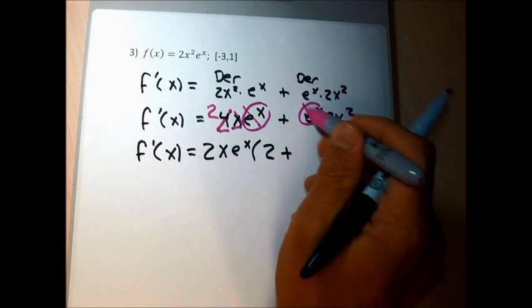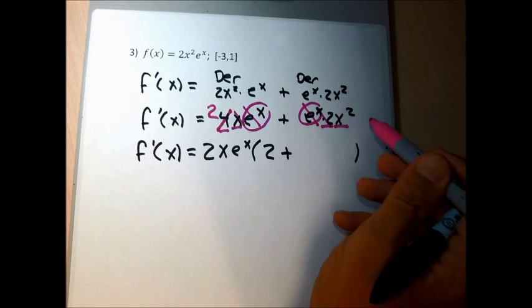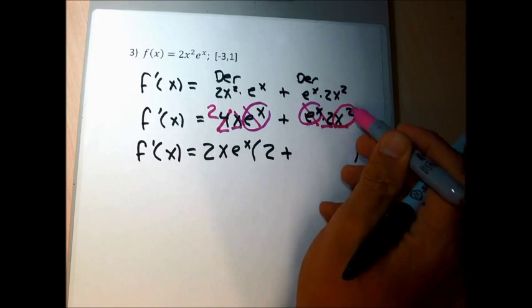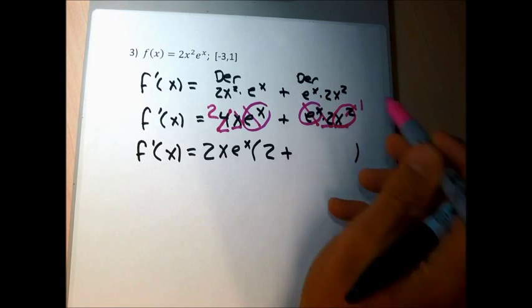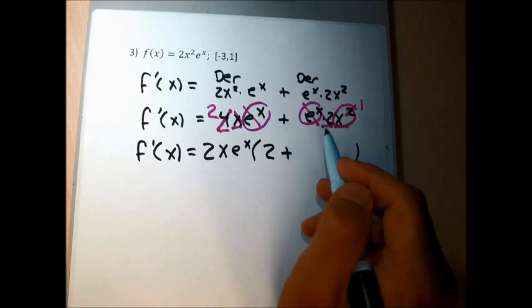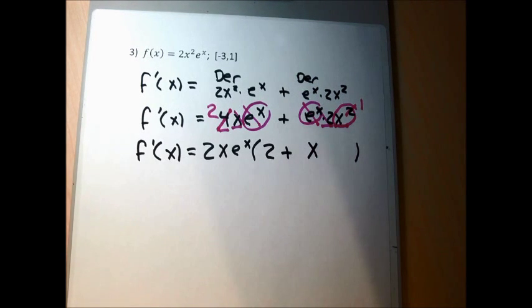I took the entire e to the x out from the second piece. I took the entire 2 out from the second piece, but when I factored out an x from this piece, there was an x squared. There's still an x to the first left over. So to the right of my plus sign, I'm just left with an x.